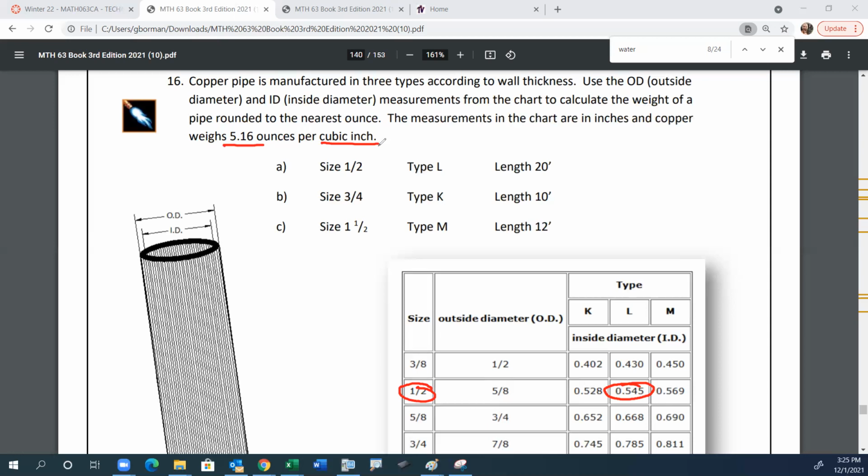Well, cubic inches, cubic means volume. So we have to find the volume of the pipe. Then we can use our magic 5.16 to figure out how many ounces it's going to be. Okay.